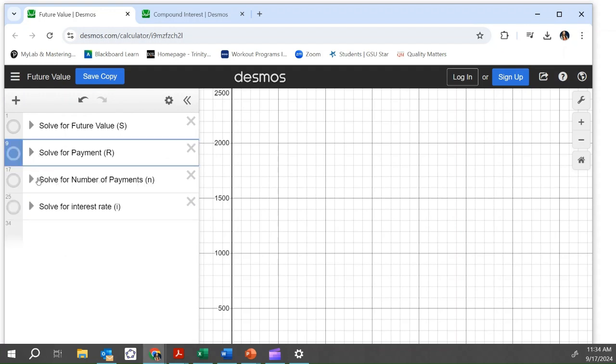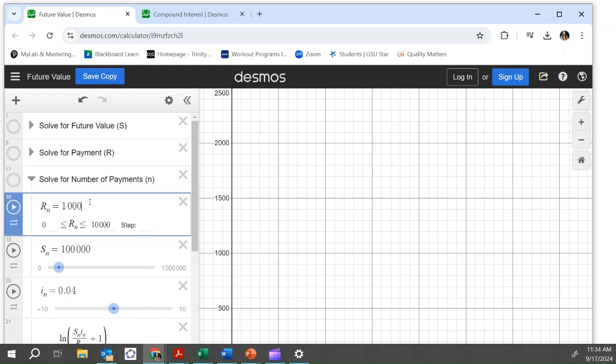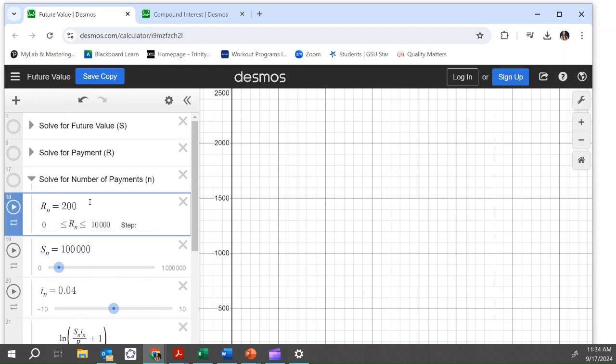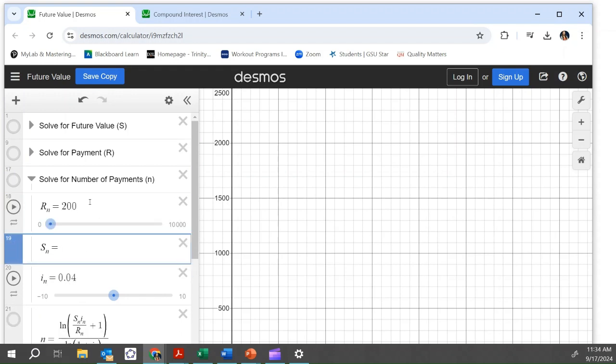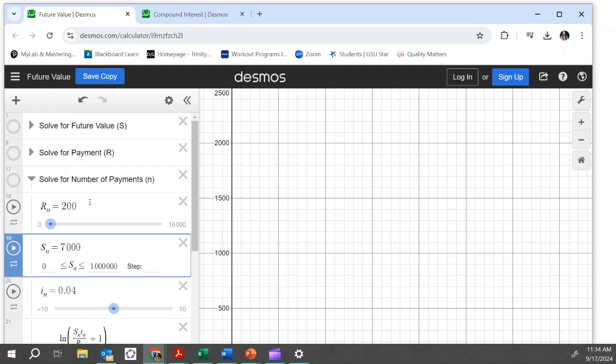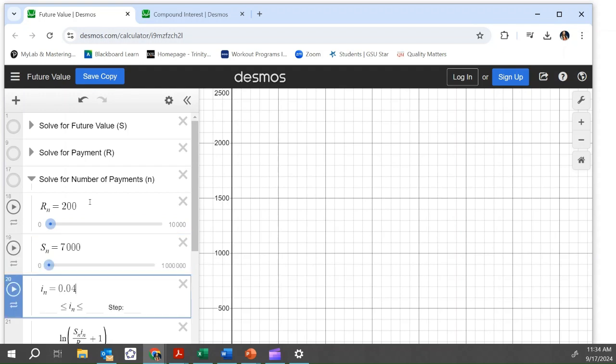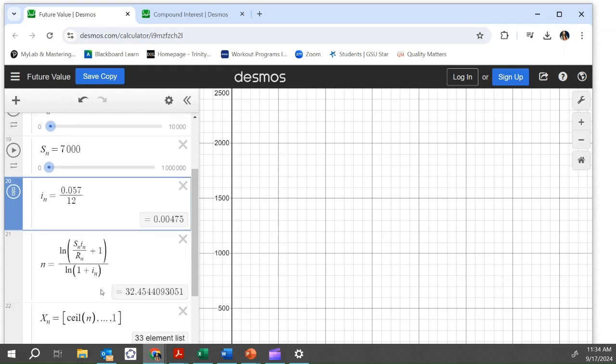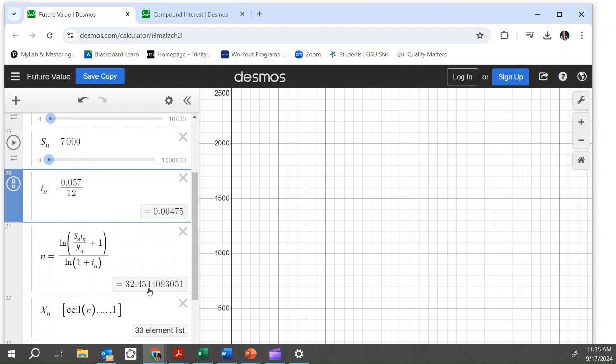And I want to solve for the number of payments. So we can afford $200 payments. Our goal is $7,000. And our interest rate, we said, was 0.057 divided by 12 because we're doing monthly. So the value we're going to get here is months. So they said to round up to the next one. So 32.45. So round up. It doesn't matter what you get. They want you to round up to 33 months.